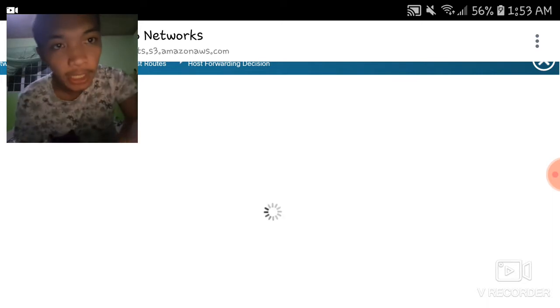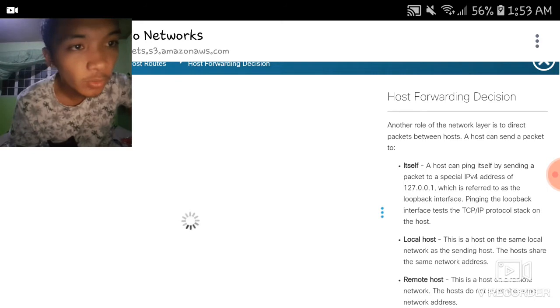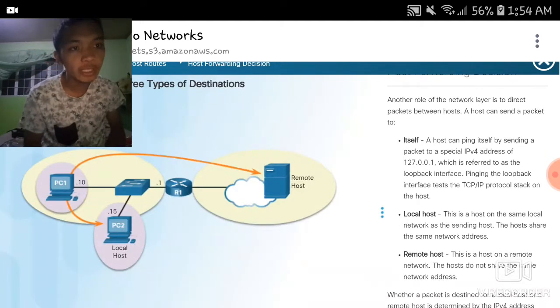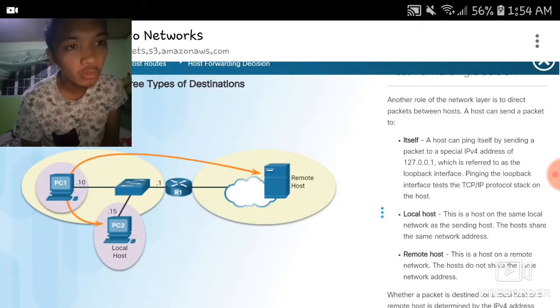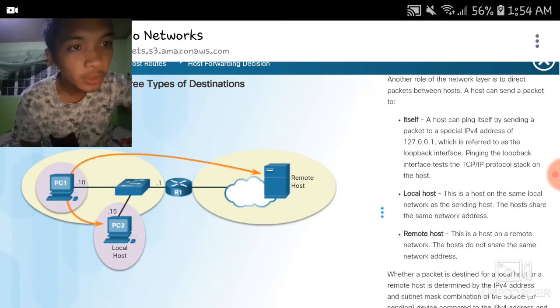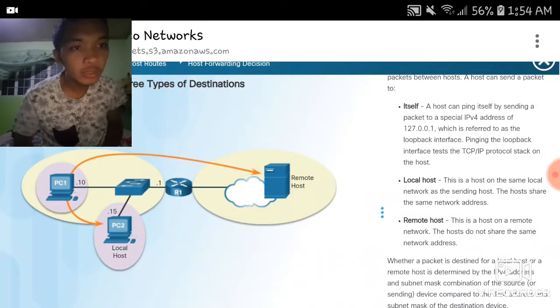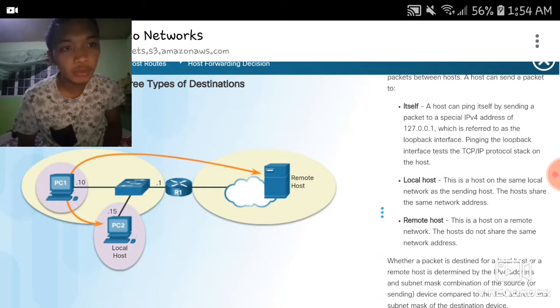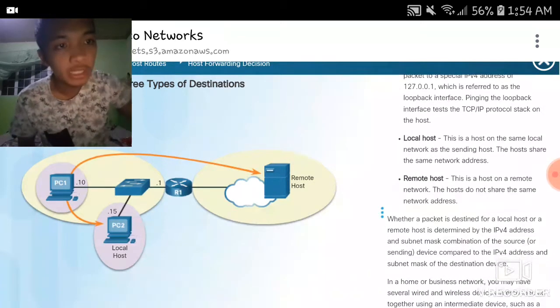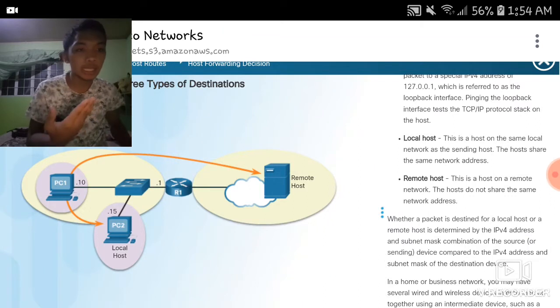Host forwarding decision. Another role of the network layer is to direct packets between hosts. A host can ping itself by sending a packet to a special IPv4 address of 127.0.0.1, which is referred to as the loopback interface. Pinging the loopback verifies the host's own network stack.